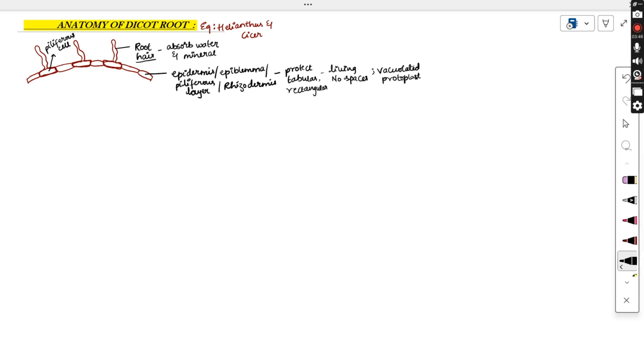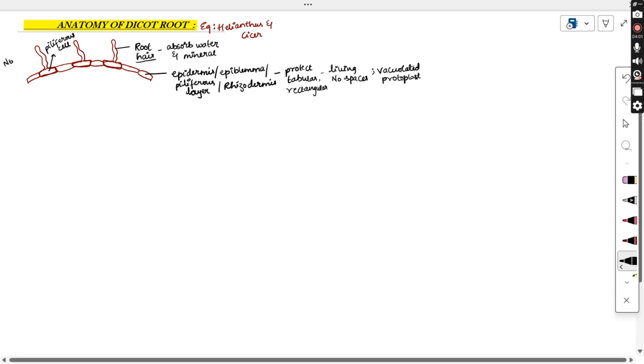When we go below this epidermis, we have a region called the cortex. As we are discussing the root part, we cannot find any chloroplast in this region. So this epidermis region doesn't contain any chloroplast. Below the epidermis, we have a region of parenchymatous cells, which are arranged forming a tissue called the cortex.